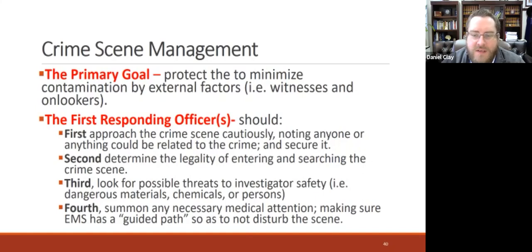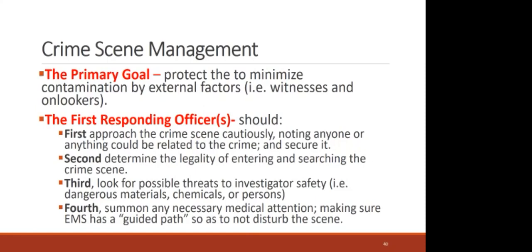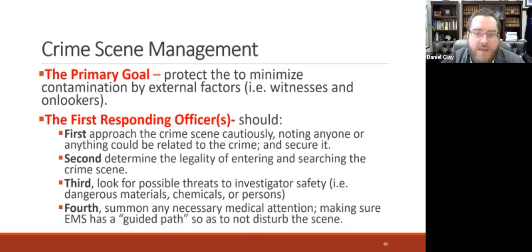Again, this is a little bit different if we're talking an emergency situation, but we want them cautious. We want them to note anyone or anything that can be related to the crime and secure it. Now that's a big ask, right? If you're responding to shots fired in a home and you maybe heard a scream or something like that, and that's what your 911 call is, you probably are going to get some tunnel vision, right?